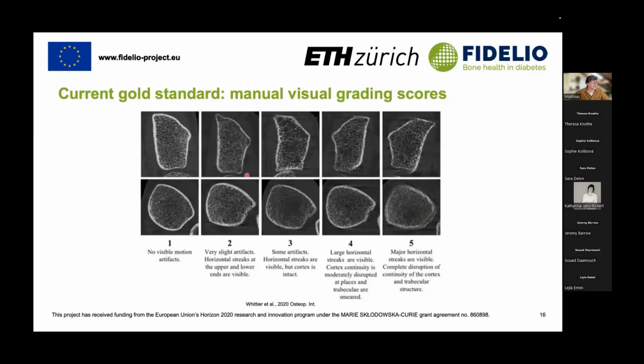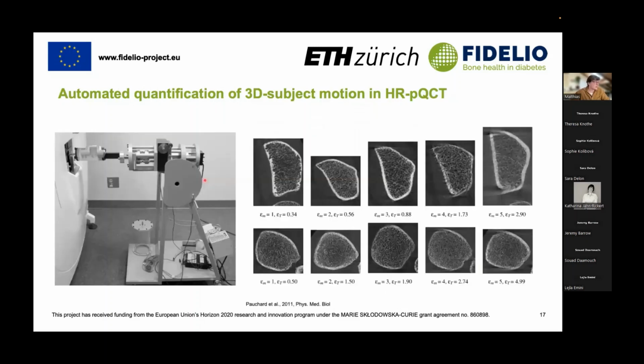And you can see the scale is fairly subjective. So it's very difficult for operators to basically choose a consistent grade. And that's why there's lots of disagreement between different operators, even after training. And so lots of studies have looked into assessing motion more quantitatively.